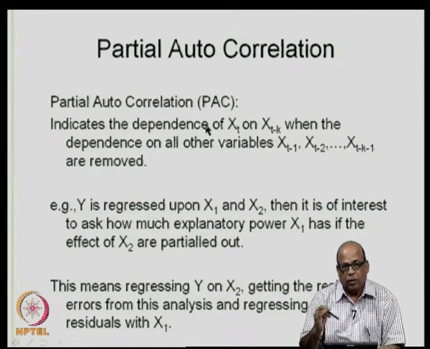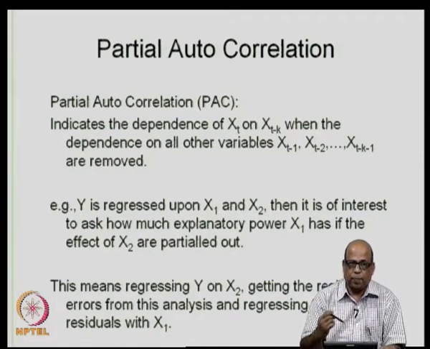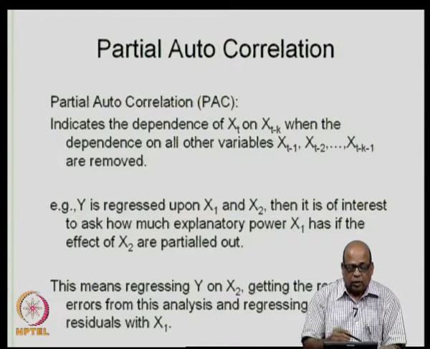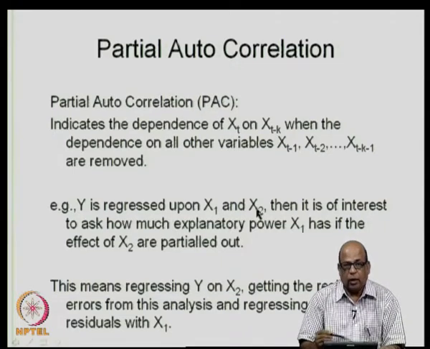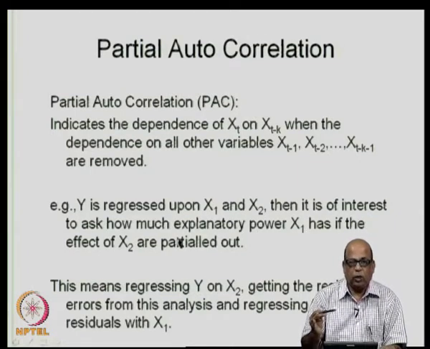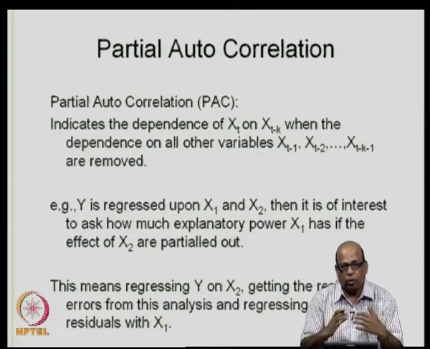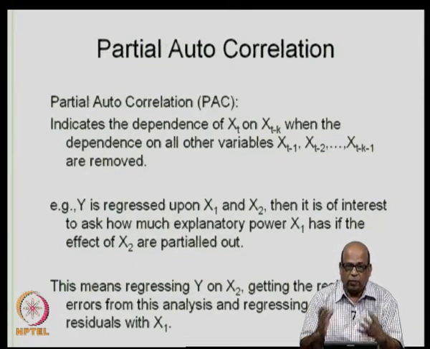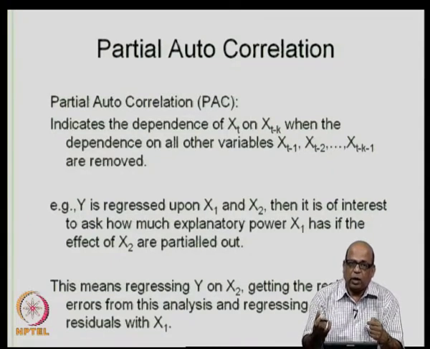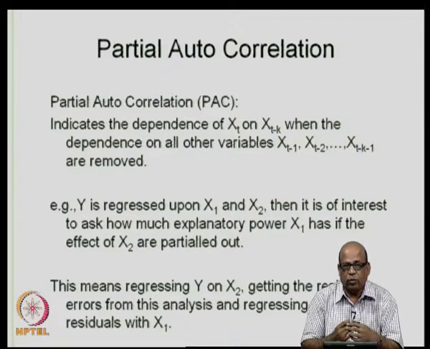So, it indicates the dependence on x t minus k alone when the dependence of x t on all other variables has been removed. To understand this better, let us say that y is regressed upon x 1 and x 2, and then we are interested in how much explanatory power x 1 has if the effect of x 2 is partialed out or removed. That means, y is dependent on x 1 as well as x 2. So, you have regressed y upon x 1 and x 2 both together, but now you ask the question, out of x 1 and x 2, how much power x 1 alone has.